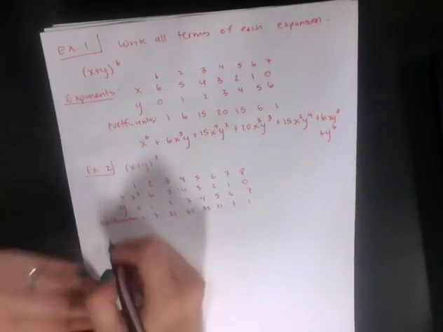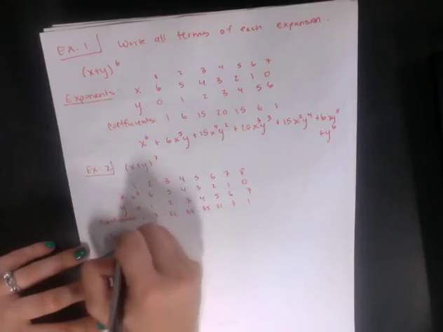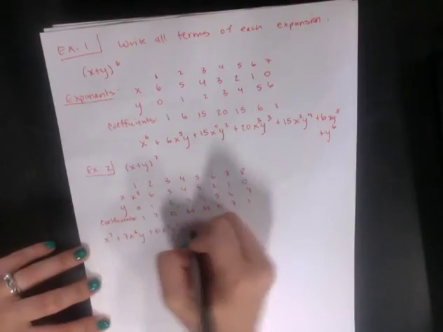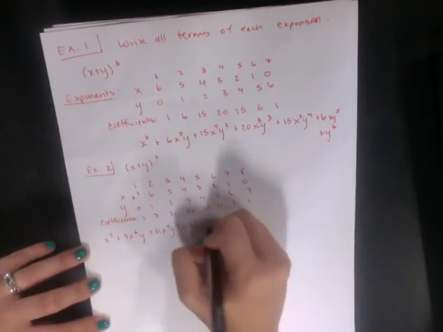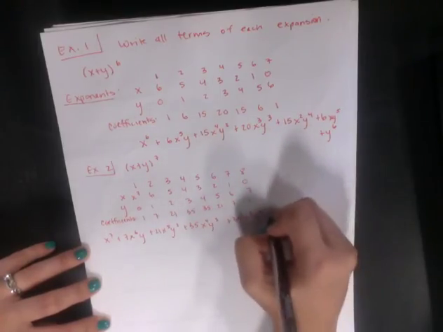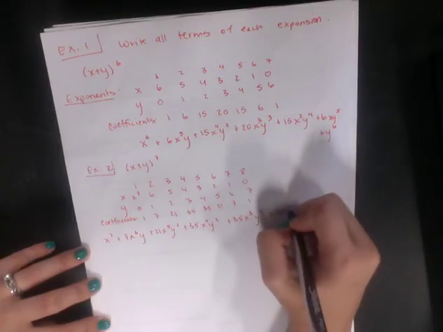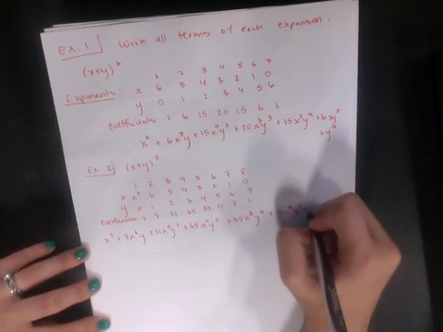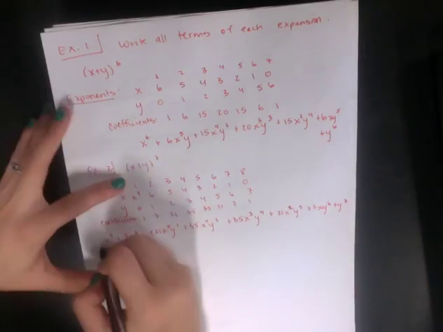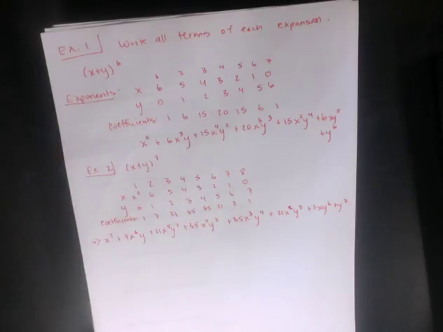So let's write out my terms. x to the 7 plus 7x to the 6y plus 21x to the 5y squared plus 35x to the 4th y cubed plus 35x cubed y to the 4th plus 21x squared y to the 5 plus 7x y to the 6 plus y to the 7. This is my answer. You don't have to box the whole thing. Now notice how easy it is to make a mistake. Okay? Make sure you are paying attention very carefully.